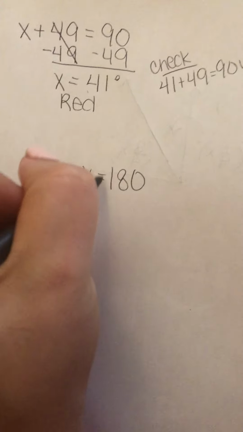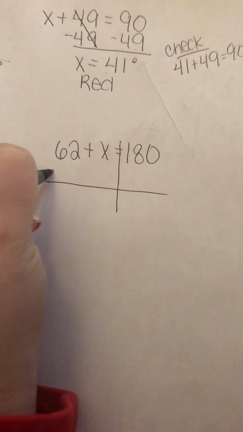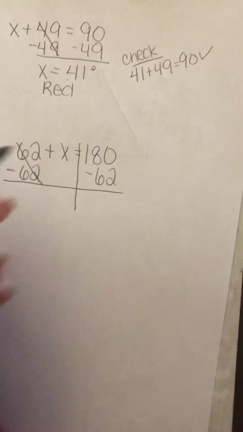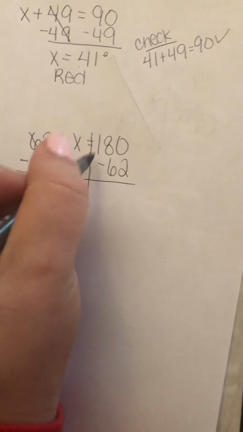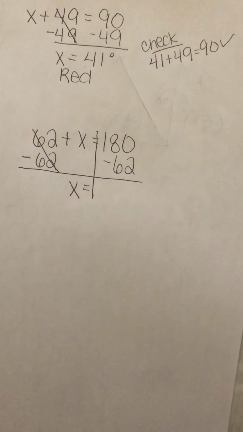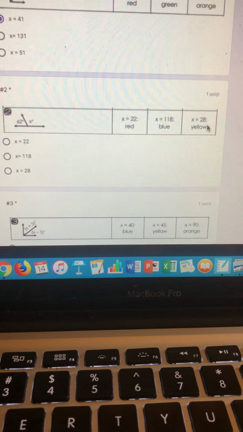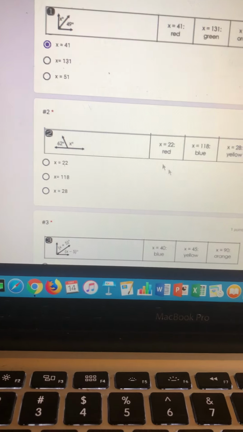Okay, and then again, we would just solve for x. So we would inverse our constant, and we would get x equals whatever this difference is. I'm not going to do that for you. Okay, and then again, you would go and you would pick the answer that best suits that difference, and then I would write down the color so that you know what to color all the number 2's.